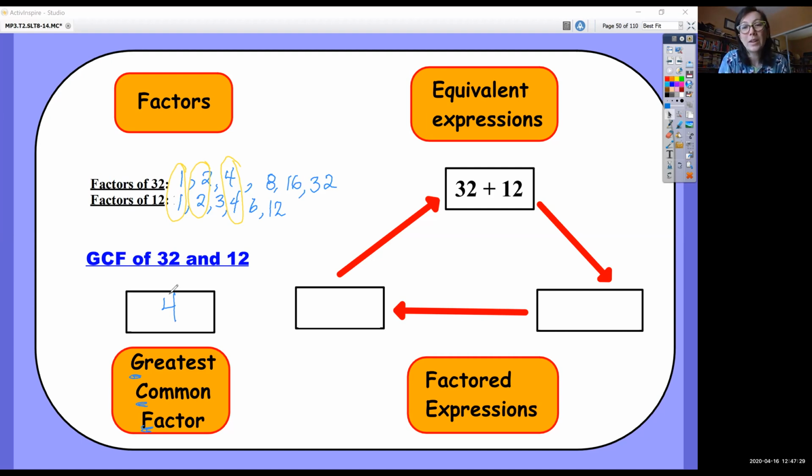Okay, we're going to use the greatest common factor to rewrite the expressions. So 4 times 8 and 4 times 3 equals 12. So I'm going to rewrite it as 4 times 8 and 4 times 3. This is the same as 32. This is the same as 12. Just rewriting it a different way. There is still a plus sign in the middle, so I'm going to put a plus sign here.